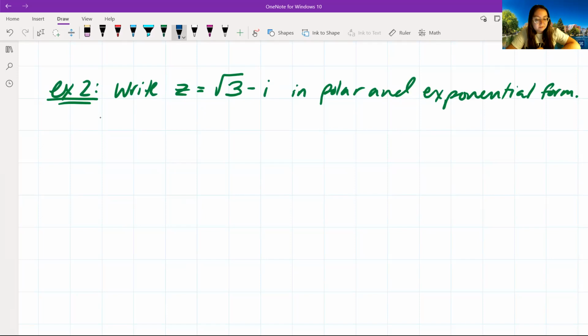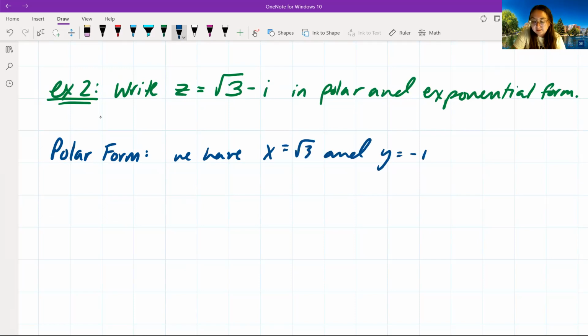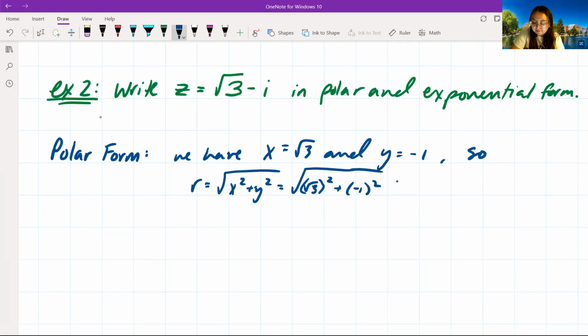So for example 2, we have z is equal to the square root of 3 minus i again. But now we want to write this in polar form and exponential form. So let's start with polar form. If we begin with polar form, we get that x is equal to the square root of 3 and y is equal to -1. So when we replace our values, r is equal to the square root of x squared plus y squared, which comes out to the square root of 3 squared plus -1 squared, which is the square root of 3 plus 1, which is just the square root of 4, which is equal to 2. So we have that r is equal to 2.